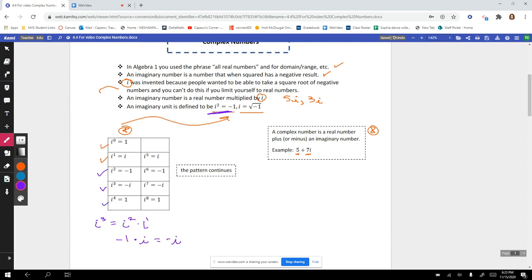i to the fourth is 1. Again, same idea: i squared times i squared is equal to i to the fourth, and i squared is -1, times -1 gives us 1. Now the pattern will continue. So i to the fifth is i. i to the sixth is -1. i to the seventh is -i. i to the eighth is equal to 1. So you can use that table in finding things such as i to the 27th or i to the 30th.